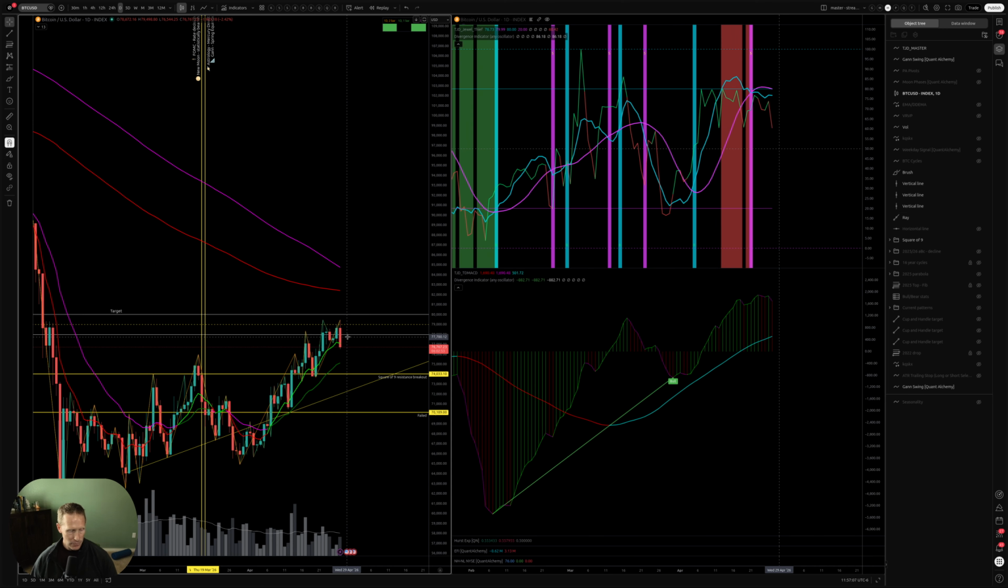So the other thing that I wanted to mention about that is you could also just wait for confirmation, which would be a break of one of the GAN pivot highs here. So that's another thing that you might look at if you're interested in that.